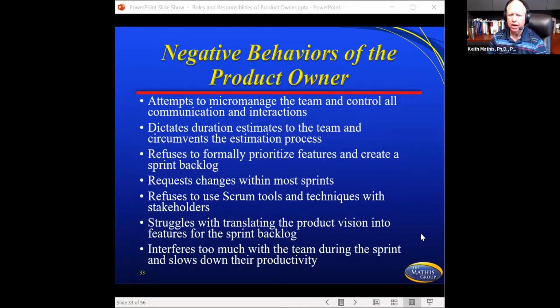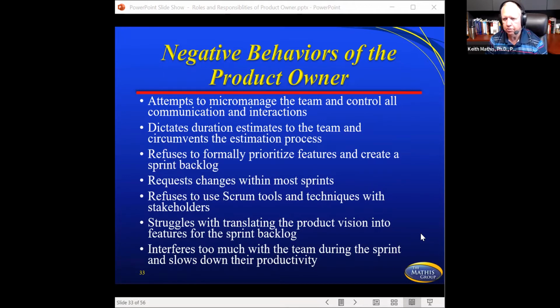They could attempt to micromanage, and we have had people talk about this, trying to control or micromanage the team. That's not their role. Also dictate duration estimates. We've seen that. Refuse to formally prioritize the features and create a sprint backlog. They just wanted to work from the big pot of features, which was the product backlog, and not give the team the priorities of what should be the next sprint and the next sprint and so forth.